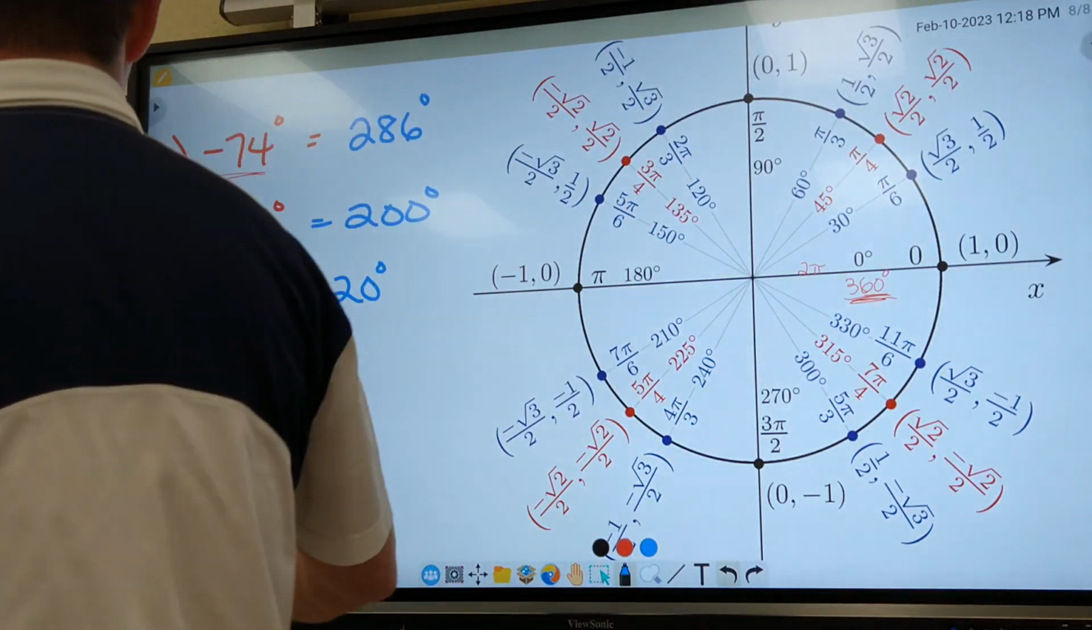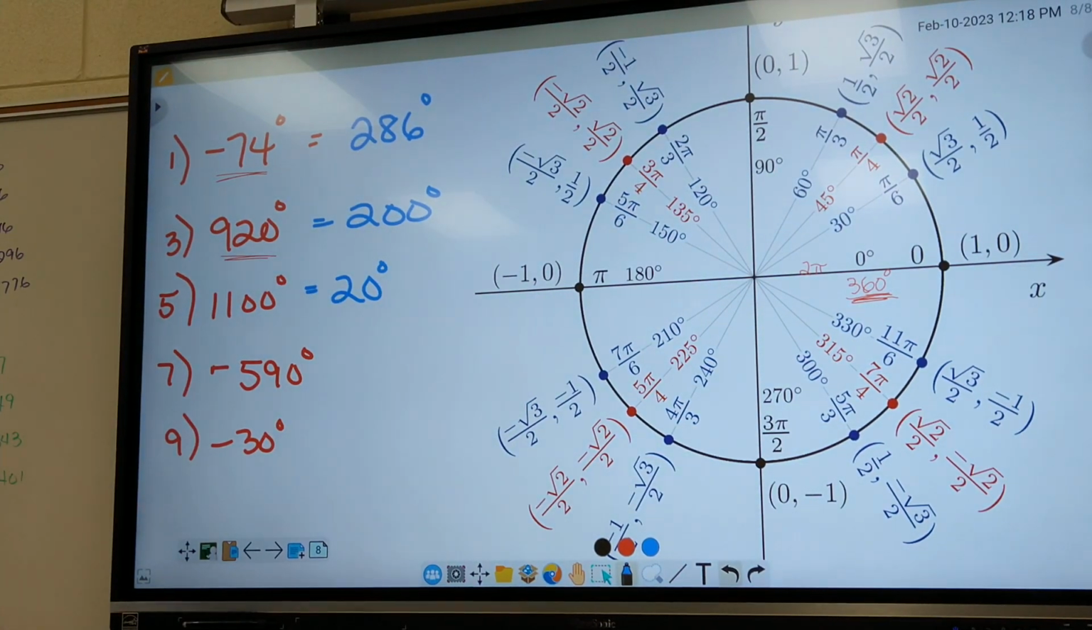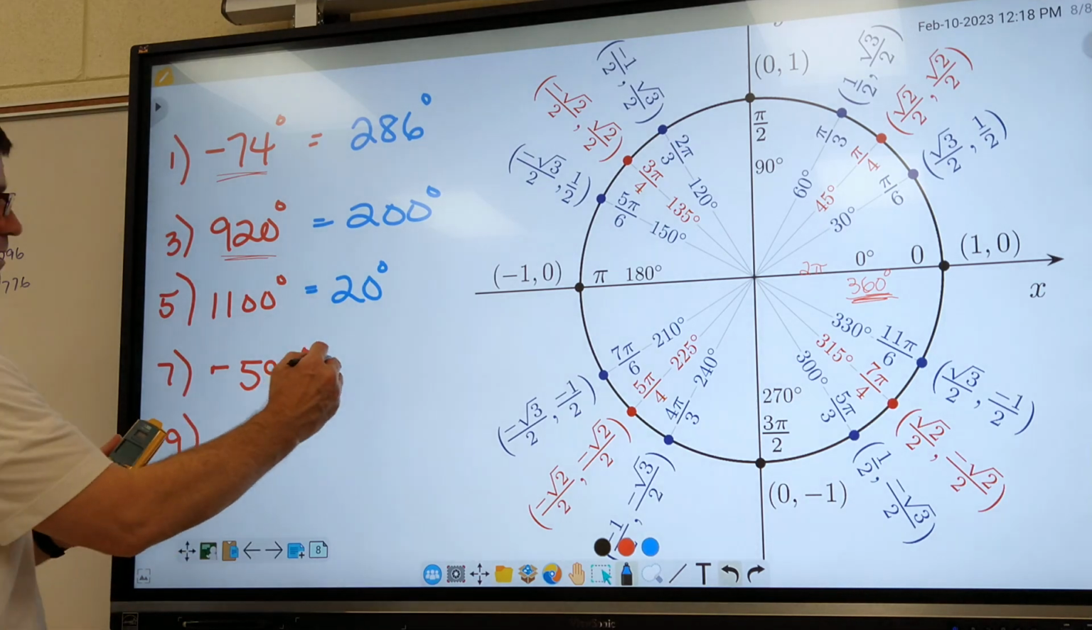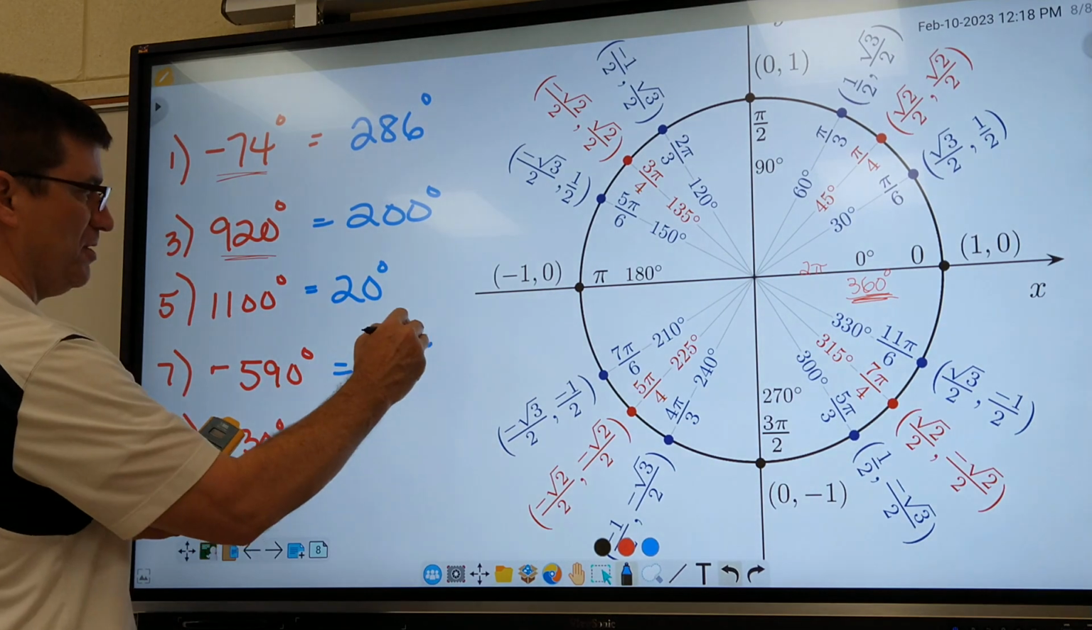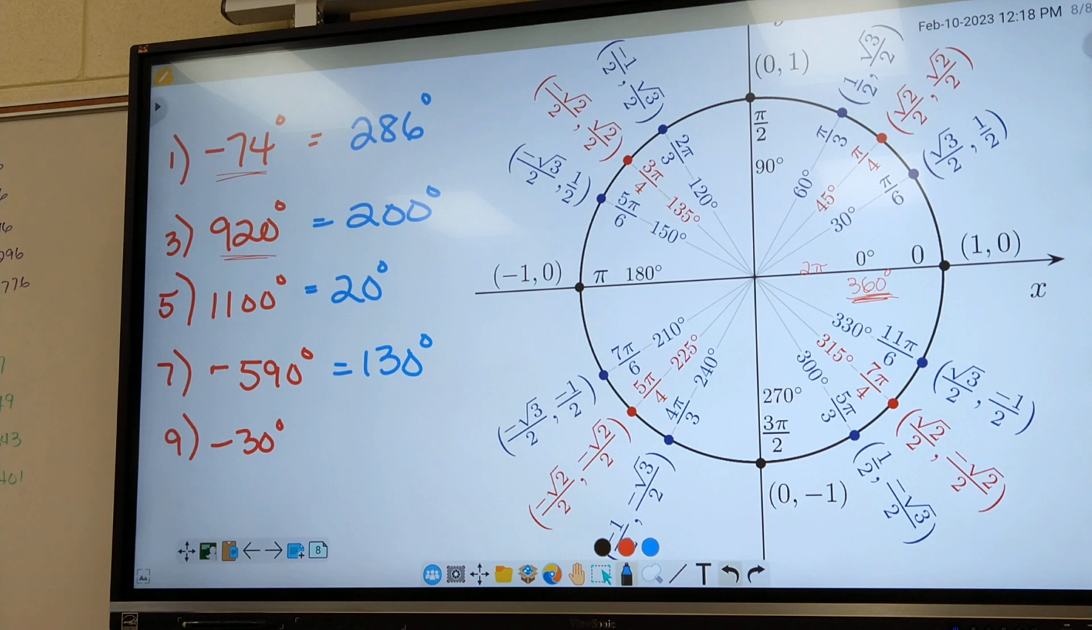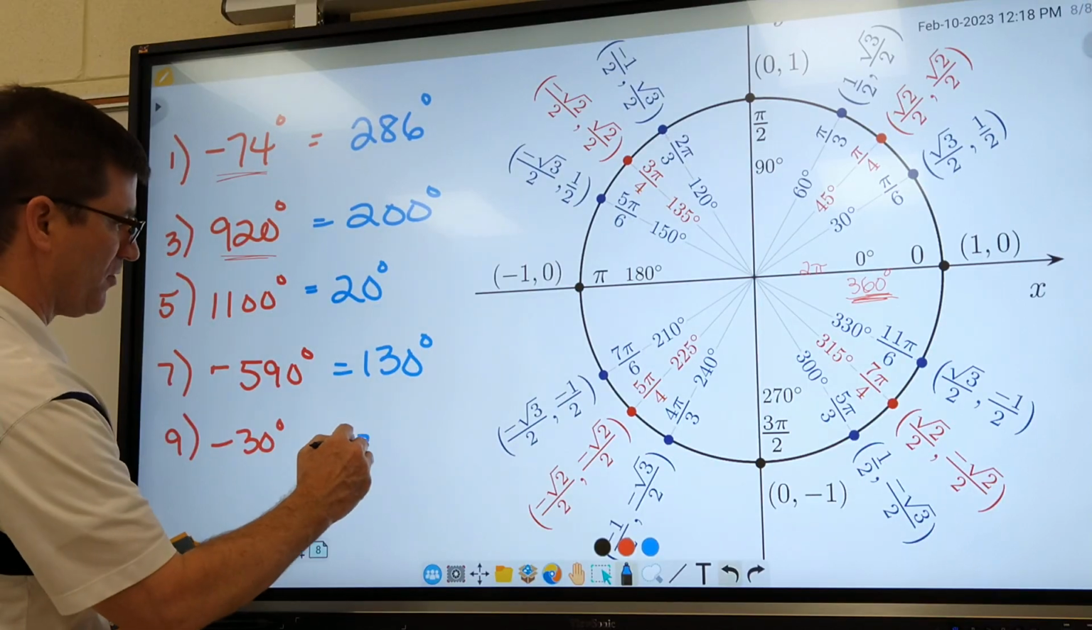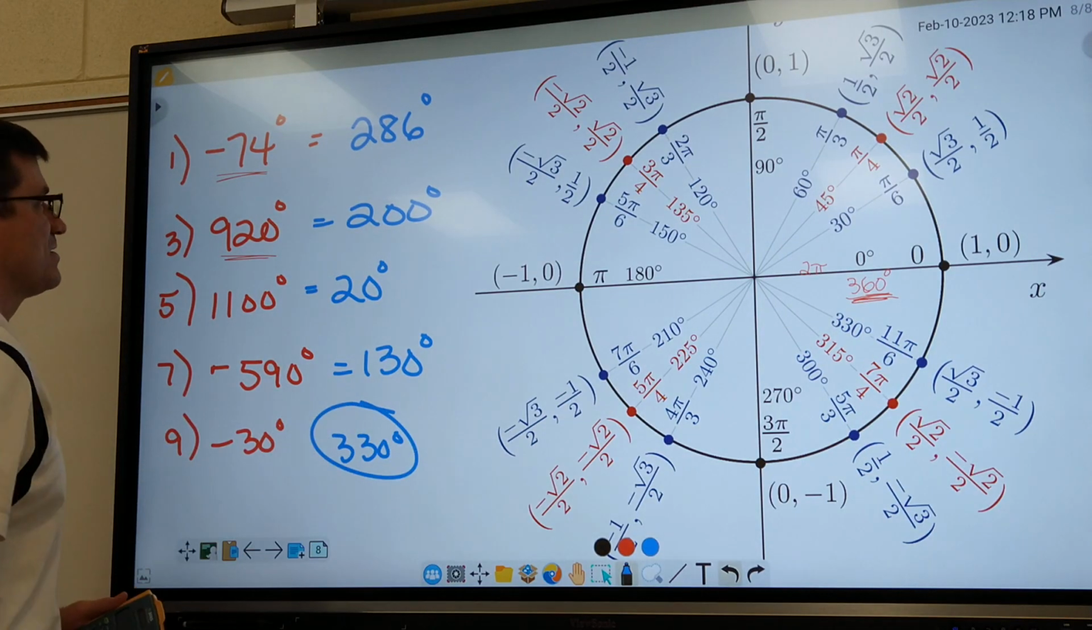All right, now look, the next one's negative 590 degrees. If I add 360 one time, I still got a negative, so I'll have to add 360 again. What's your answer? I got 130 degrees. And last, negative 30, add 360 is 330 degrees. All right, that's the left column.